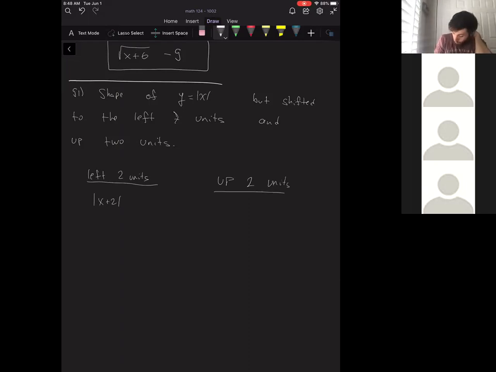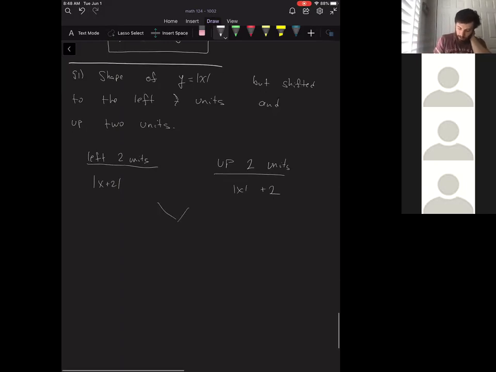If we're moving up 2 units, that means we're just going to add 2. But remember, moving up and down, that's when we add on the outside of the x. So we would have absolute value of x plus 2. And then if we combine these two things together, what we're going to get is x.